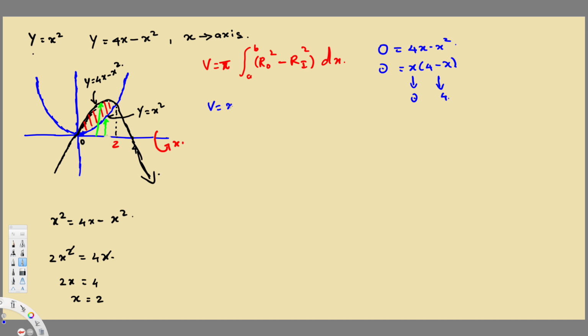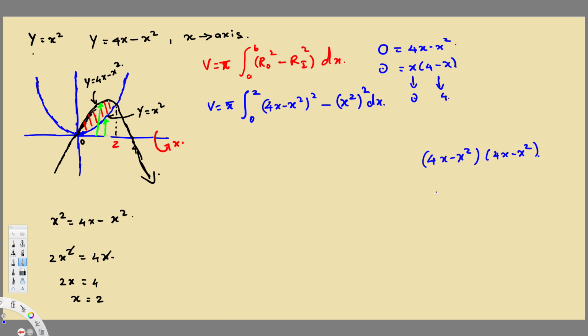So V is equal to pi going from 0 to 2, and then we have R outer radius squared, that is outer radius we found out, that's 4x minus x square, 4x minus x square squared, minus x inner radius, that's x square squared dx, right? Let's go ahead and expand this one and then plug it in the equation. 4x minus x square. We are going to square this one, so in order to square we just write it twice, 4x minus x square, and then do the multiplication.